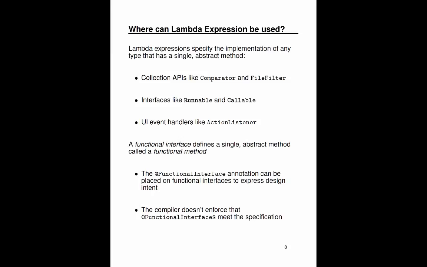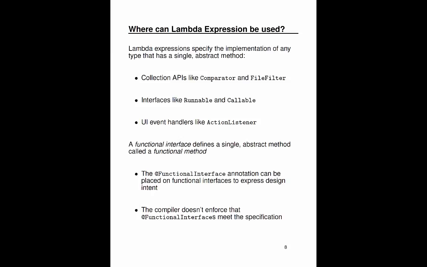And then if you look at the Swing or the AWT APIs, they have event handlers like action listener, which has one method that's invoked when some action is performed. The Java language now defines something called a functional interface, which is an interface that defines a single abstract method. It's called a functional method. So now these things have real names. There's also an annotation type that you can put on functional interfaces that really express the design intent.